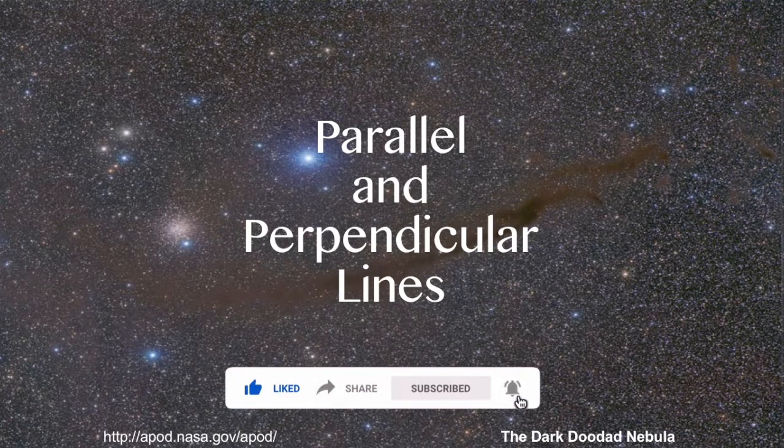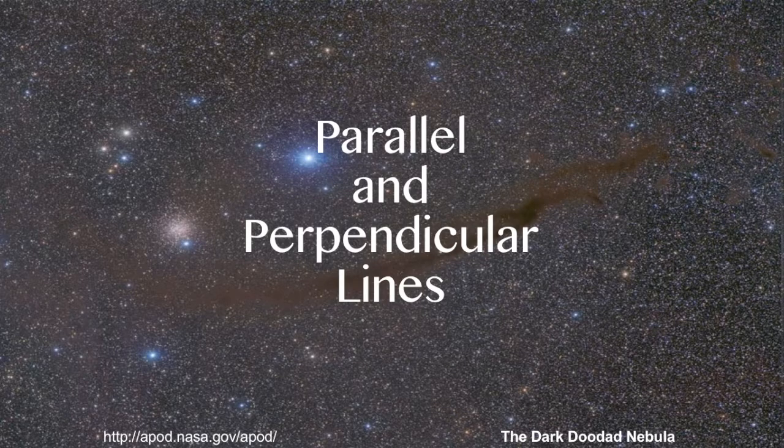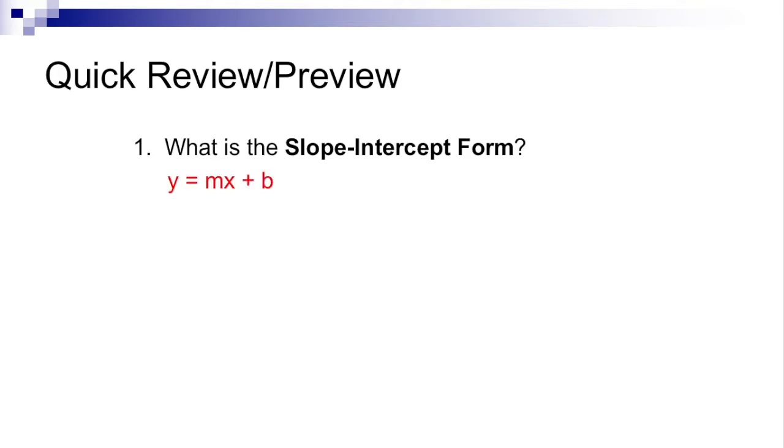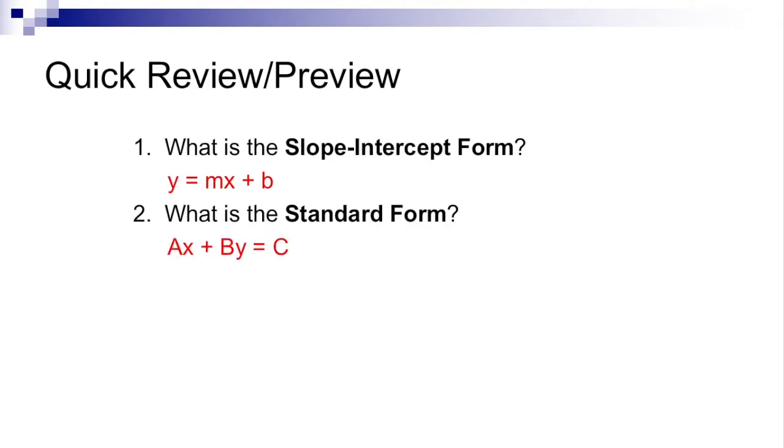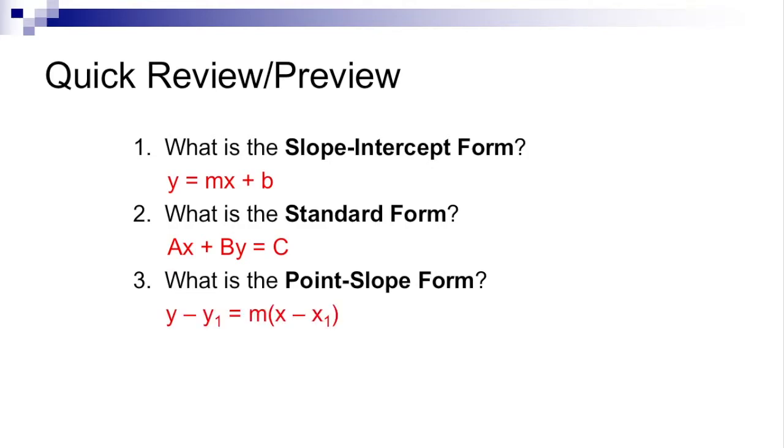And today, we will discuss parallel and perpendicular lines. Before we continue, let's have a quick review, a preview of different formulas. What is the slope-intercept form? y equals mx plus b. What is the standard form? Ax plus by equals c. Point slope form, y minus y sub 1 equals m times x minus x sub 1.